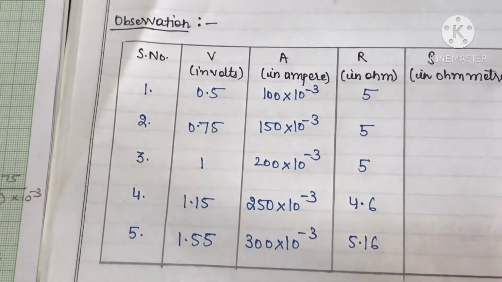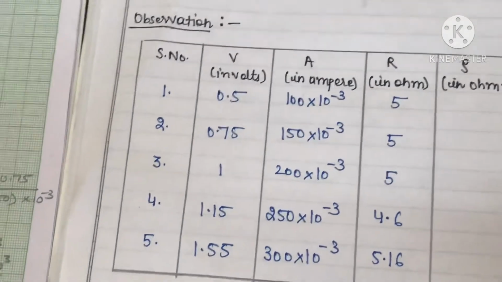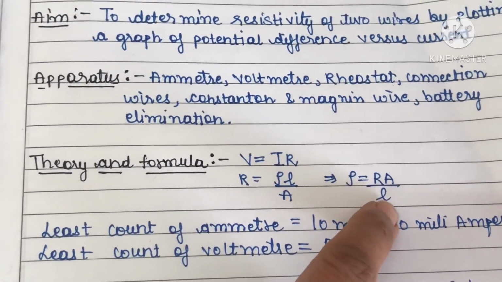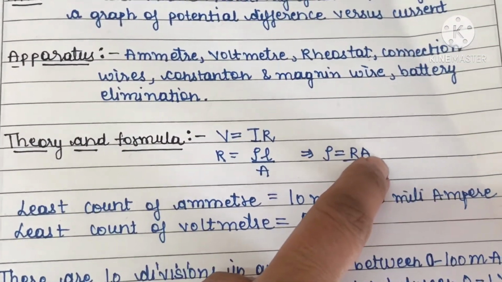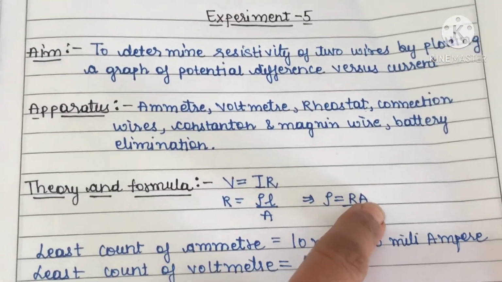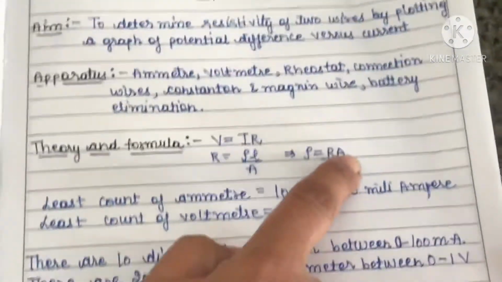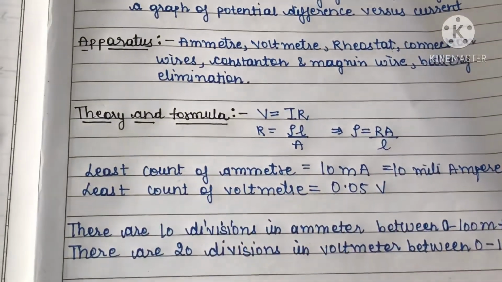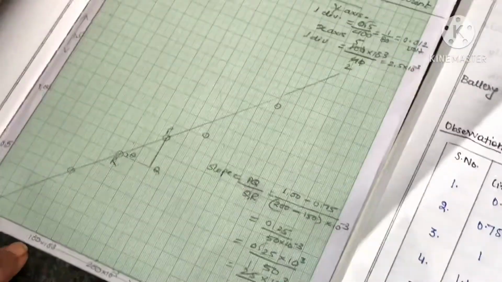And for calculating the resistivity, we'll use the formula rho is equal to RA upon L, where L is 1 meter, area of cross section pi r square, where radius of wire is 0.012 centimeters. So you will substitute the values and you will find out answer. After this, we are going to plot the graph. Here is the graph.